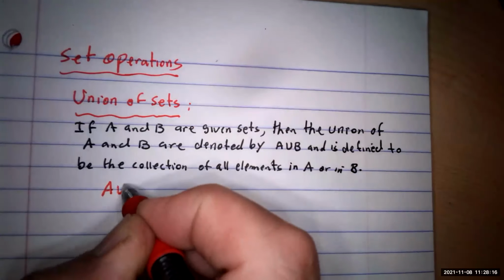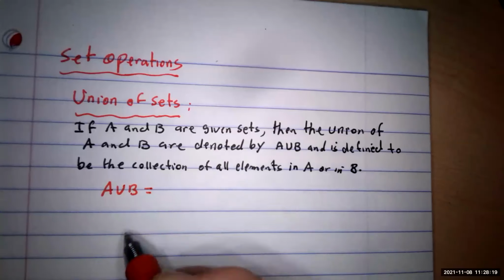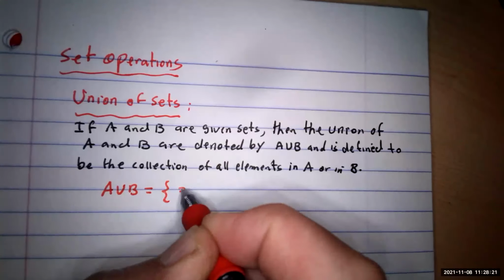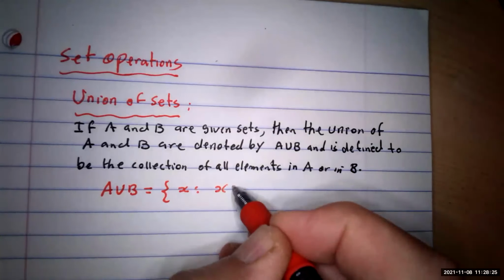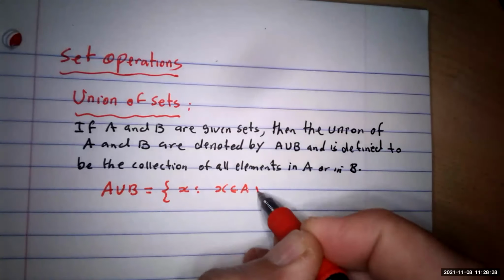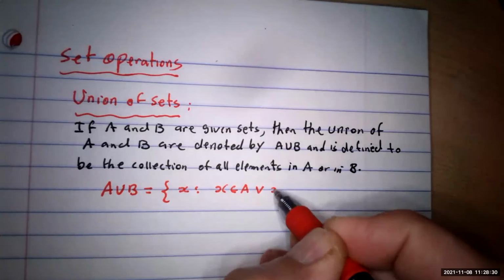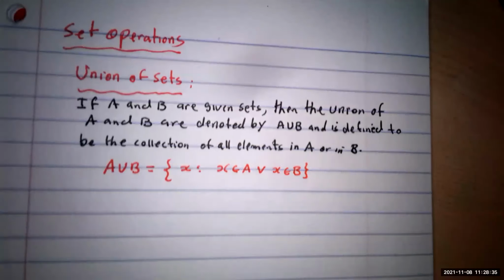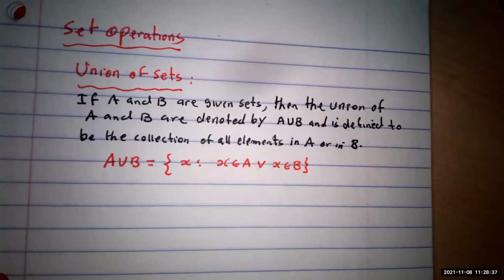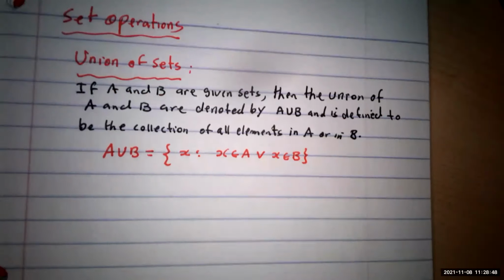A union B is the collection of all x with the condition that x belongs to A or x belongs to B. That's it. So we put all the members together. If you get a common member, you just repeat it once. That would be the union. Any question?